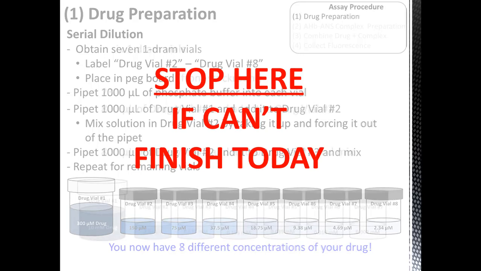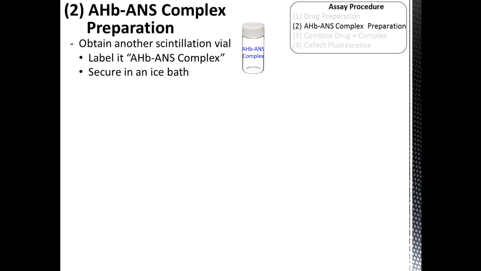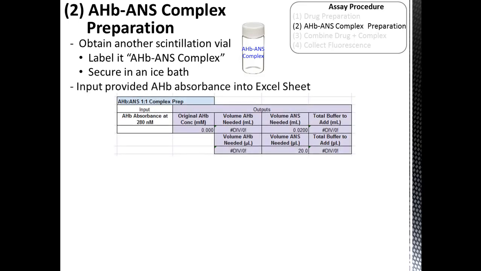But assuming you do have a half an hour left, your next step is to prepare that brightly fluorescent protein ANS complex, the apohemoglobin ANS complex. So you do this in another scintillation vial, label it AHB ANS complex, and you want to secure that vial in an ice bath. So just clamp it to your bench and then put a little cup of ice around it. And this is to keep the protein nice and stable, to keep it from degrading. So again, this is why we need at least a half an hour left, because we don't want that protein to degrade.